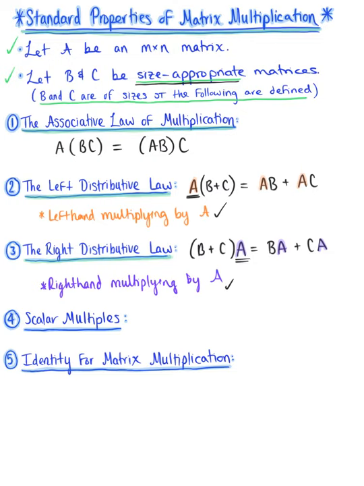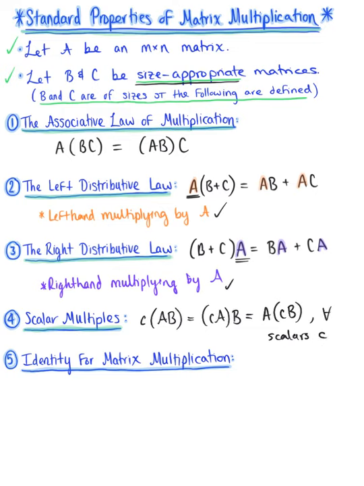The next property that we need to explore is the property of scalar multiples. So this property tells us that if we have a scalar, say little c, multiplied by the product of matrix A times matrix B, that this is equivalent to taking the scalar multiple of matrix A first and then multiplying by matrix B, which is the same thing as taking matrix A and multiplying it by the scalar multiple c times matrix B. And this is for all scalars c.